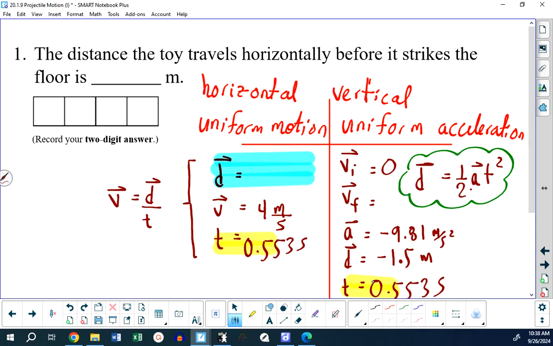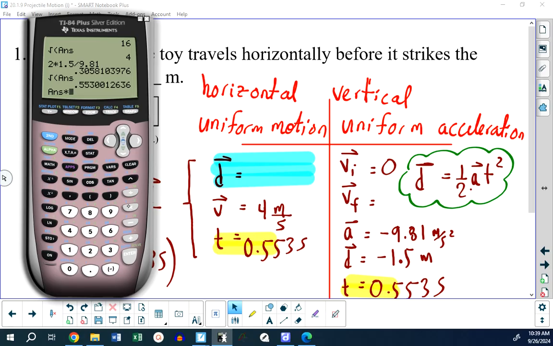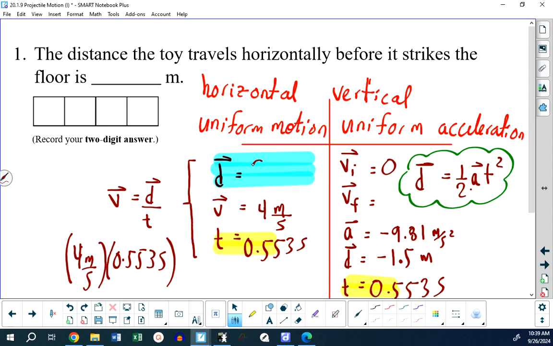And we're just about done. These problems are not difficult. As long as you remember, you want to look at horizontal and vertical separately. So now I can take 4 meters per second and multiply it by 0.553 seconds. Point 44 ish, no? Call it 2.2 meters.